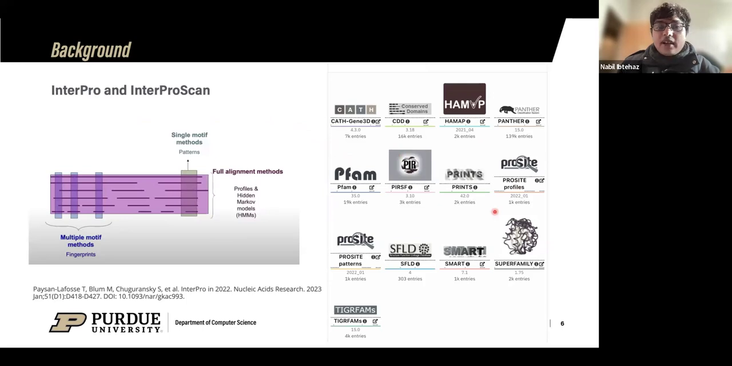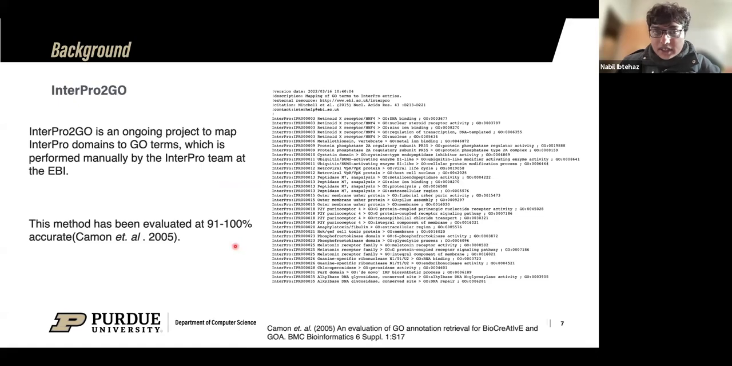And the InterProScan tool is completely sequence-based. It performs various levels of sequence search, for example, single motif method, multiple motif method, or even a full alignment method. So it is very convenient for us to use because all we need is the sequence to extract the domains. And since we know that the function of a protein is dominated by the domains in it, it is motivational for us to map all the domains and the functions they perform.